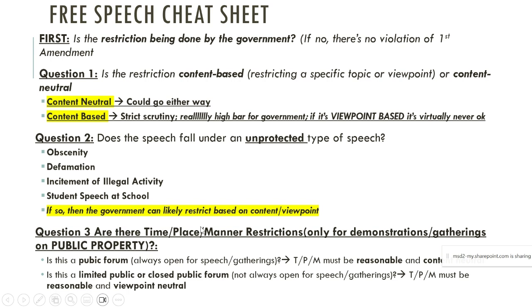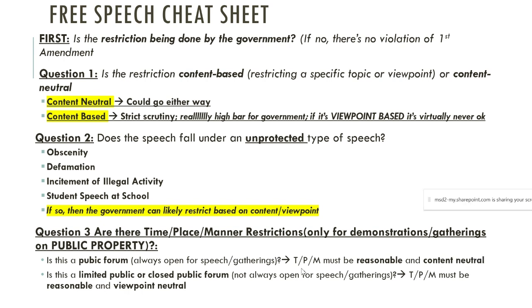And the last thing is, it is a demonstration. It's demonstrations, gatherings on public property. So we have to think about, are there time, place, and manner restrictions? Remember, we already defined that this is content neutral. So is this a public forum, which means it's always open for speech and gathering? I would argue that it is. It's a public forum. It's not limited.